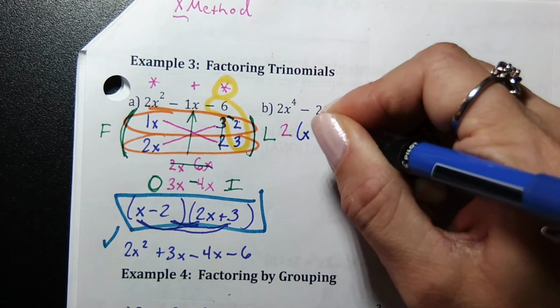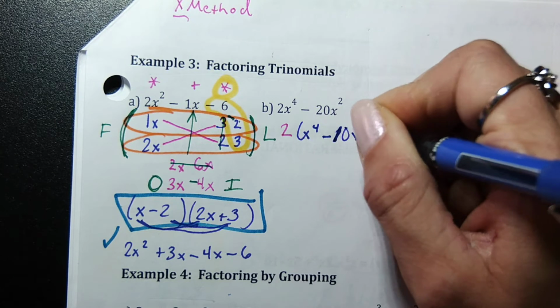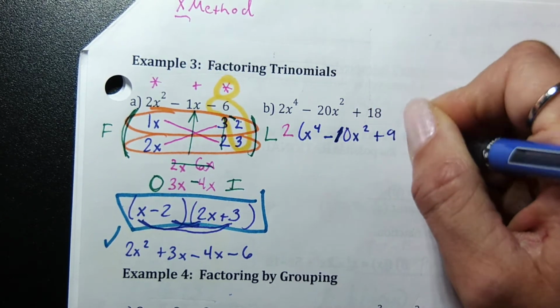And that leaves me with x to the 4th minus 10. Let's try that again, Cairo. 10 x squared plus 9.